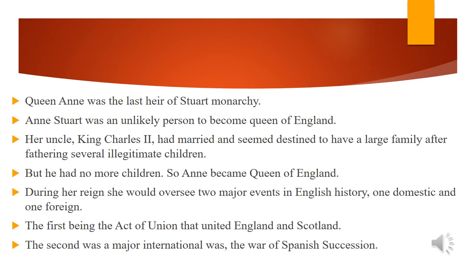Though the two countries had one king since 1603, each country was ruled in its own way and there used to be frequent quarrels. So, with the consent of both countries, the Act of Union was passed in 1707. According to this act, a single Parliament of Great Britain sat at Westminster. Scotland was represented both in the House of Lords and the House of Commons. The second was a major international war, the War of Spanish Succession.